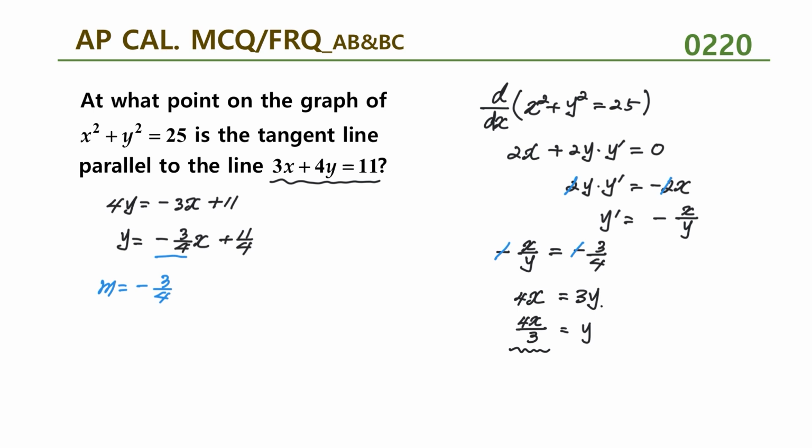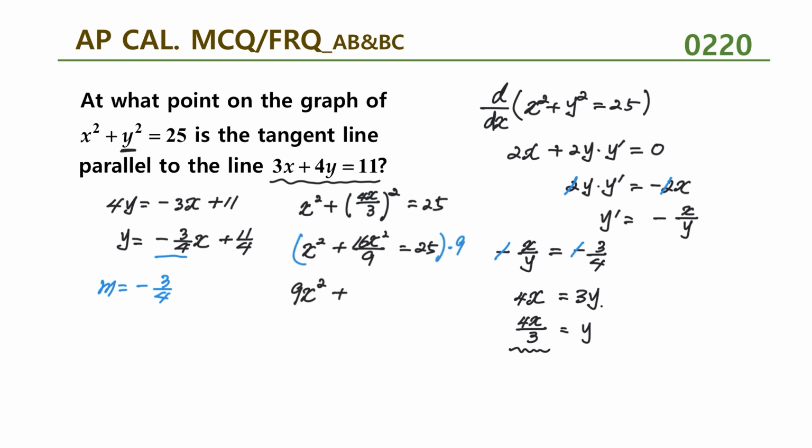Substitute 4x over 3 for y here. So we have x squared plus y squared, that's 4x over 3 squared, is equal to 25, right? That's x squared plus 16x squared over 9 is equal to 25. So I'm going to multiply by 9 on each side. We have 9x squared plus 16x squared is equal to 25 times 9, right? So the sum of these two is 25x squared is equal to 25 times 9. So 25 cancels out. We have x is equal to plus or minus 3.